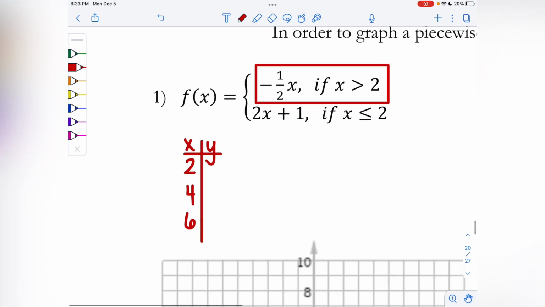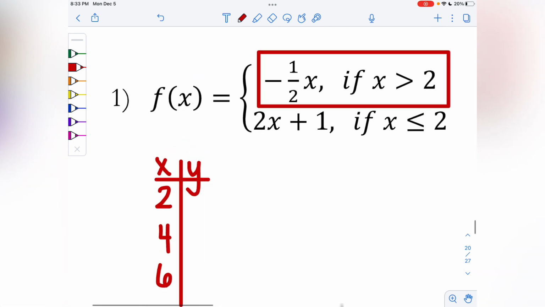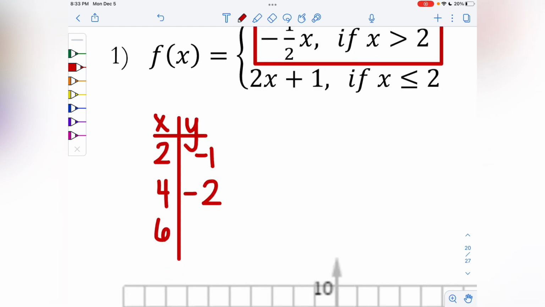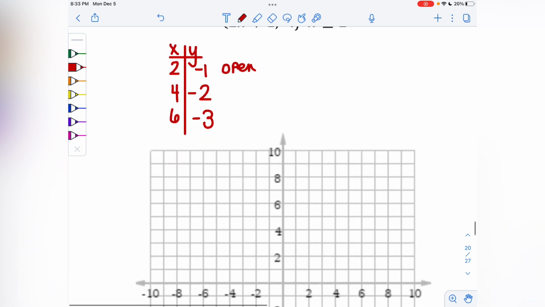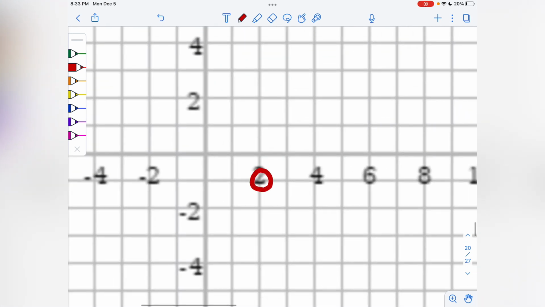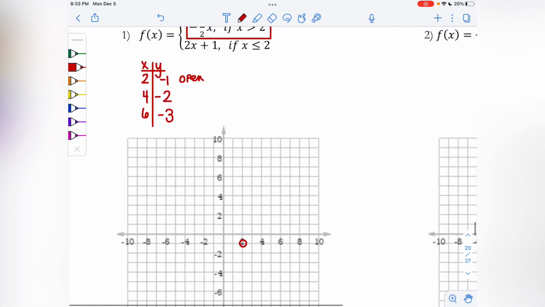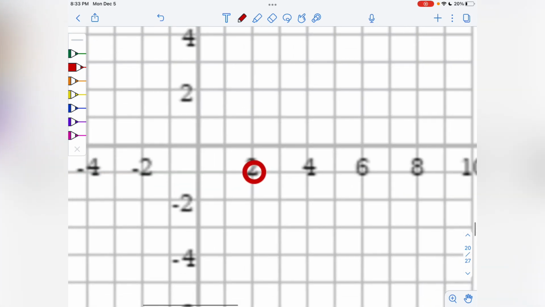This is linear, so I don't need a ton of points. And we're just going to plug in. So negative 1/2 of 2 is negative 1. Negative 1/2 of 4 is negative 2. And negative 1/2 of 6 is negative 3. So I mentioned this already, but this is going to be an open circle at 2, negative 1, because this is not including the number 2, but it does start there. So you have to have your open circle on this number, which is why I suggest always to start with that number when you make your chart. So 2, negative 1 is my first point, which is right here. It's going to be an open circle. My other points are 4, negative 2, and 6, negative 3.